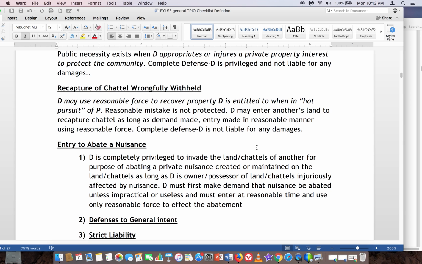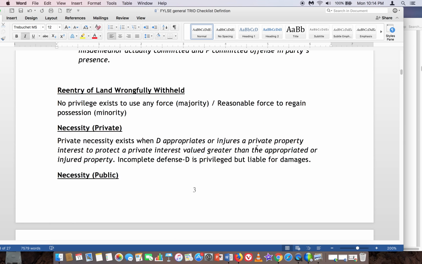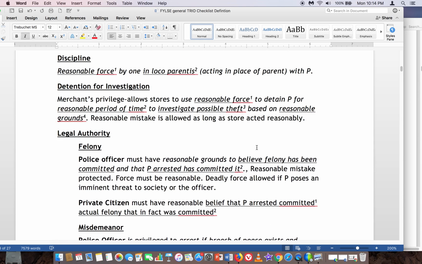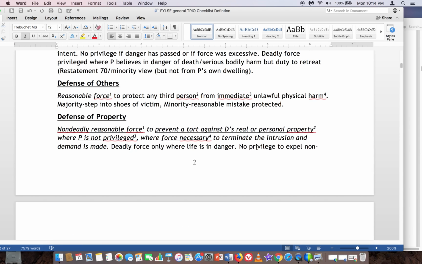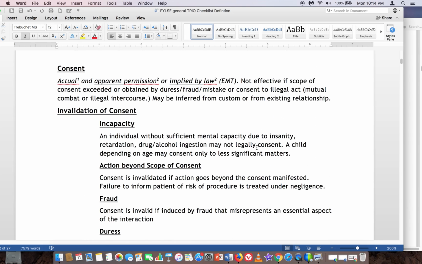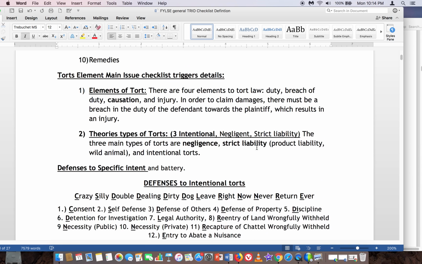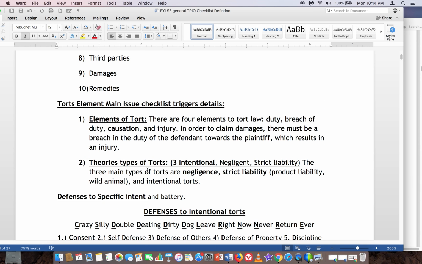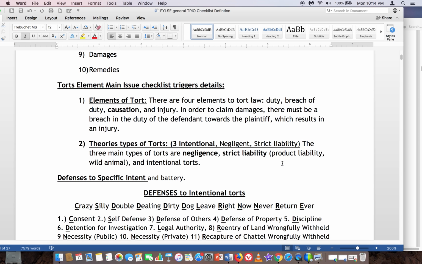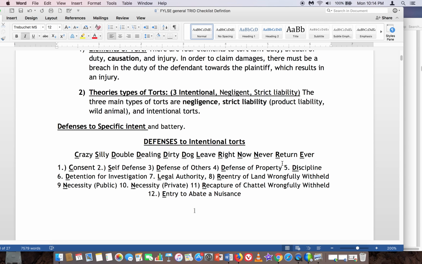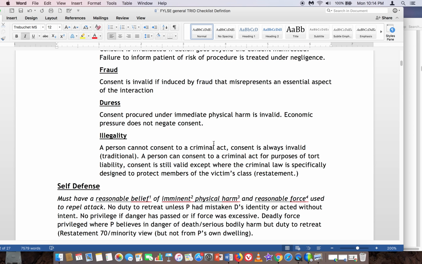Well, let's see. I'm going to look at my outline. A nuisance usually is something that's, these are defenses right here. Let me show you. So anyway, you've got three theories in tort. You've got intentional, negligent, and strict liability. When you look at strict liability, you're going to look at product liability and wild animal. And with nuisance you have public nuisance and private nuisance.